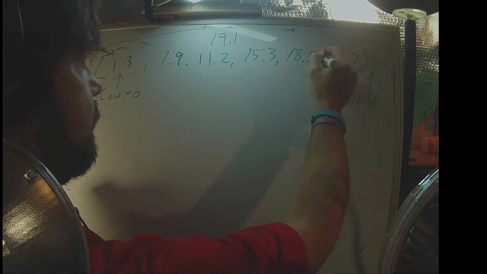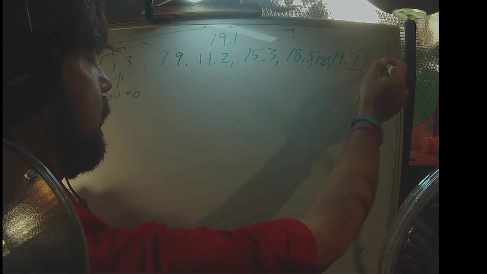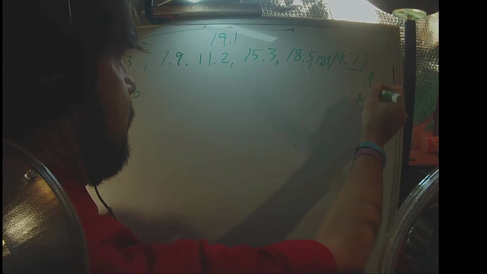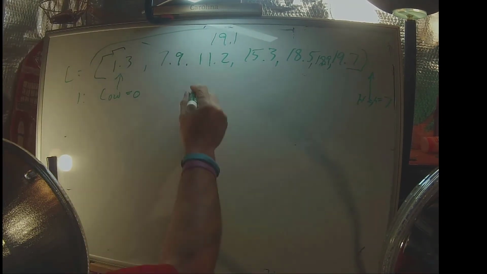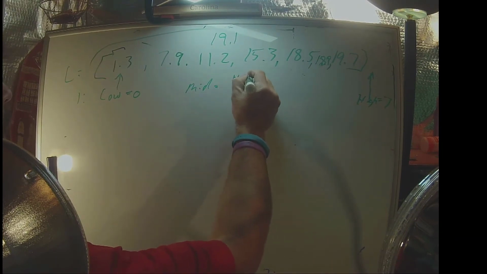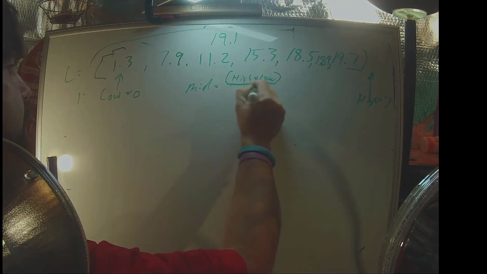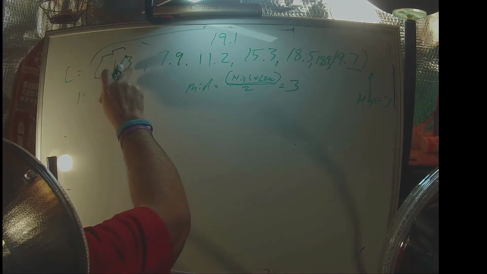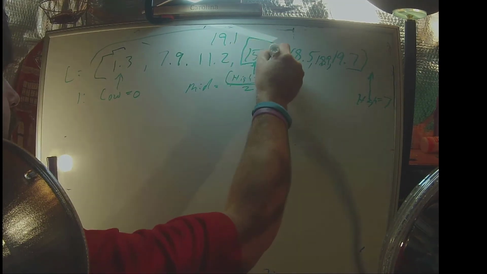I missed 18.9. There's an 18.9 in there. 19.7. So high is 0, 1, 2, 3, 4, 5, 6, 7. Right? So high is equal to 7. Low is equal to 0. We calculate the midpoint equals high plus low, and this is an integer divided by 2, which is equal to 7 divided by 2, which is 3. Okay, so the midpoint points to 0, 1, 2, 3. The midpoint points to this value in the first step.